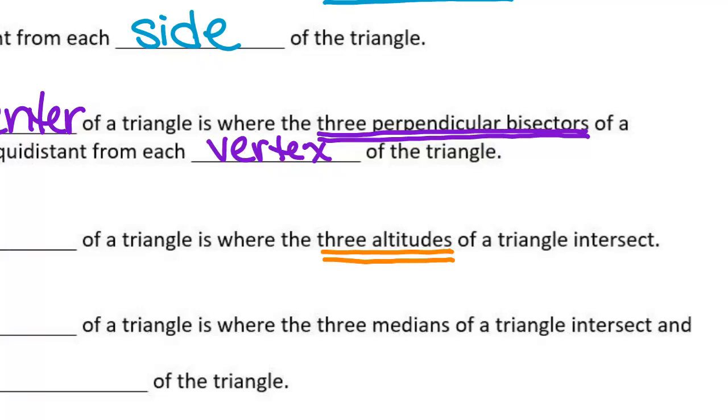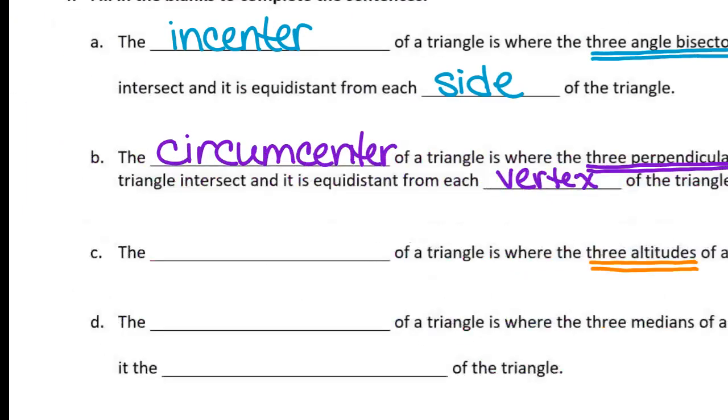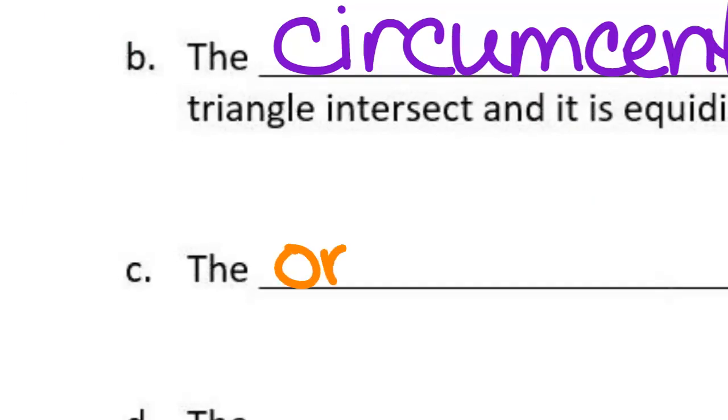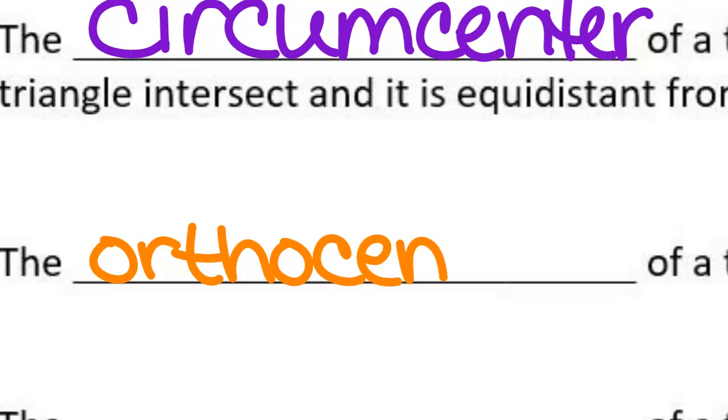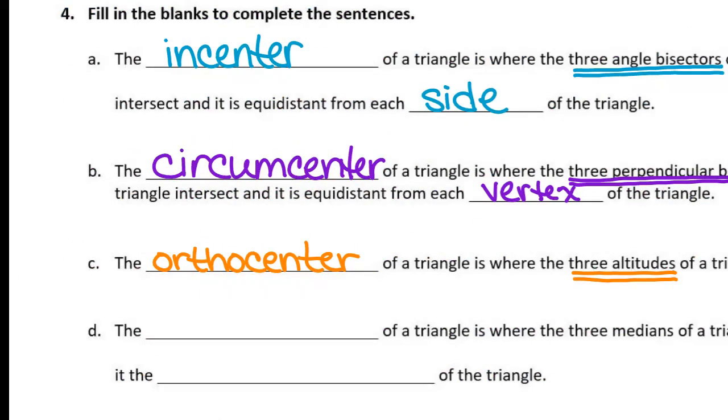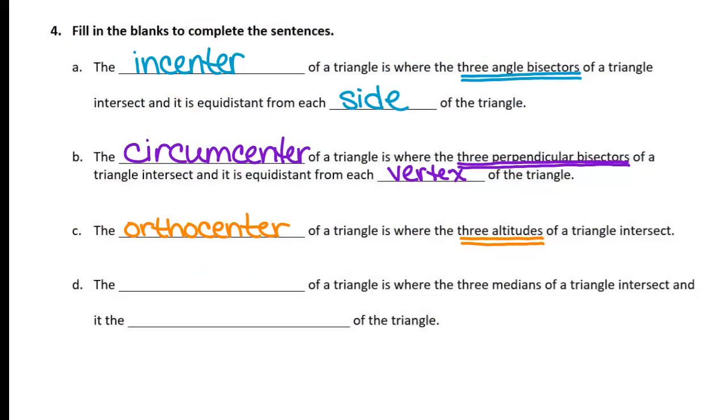The 3 altitudes intersect in a special center that we call the orthocenter. We talked about that one very briefly. That's the one that we talked about the least.